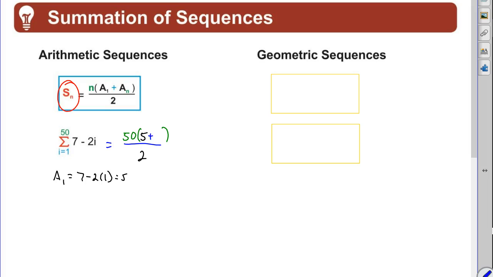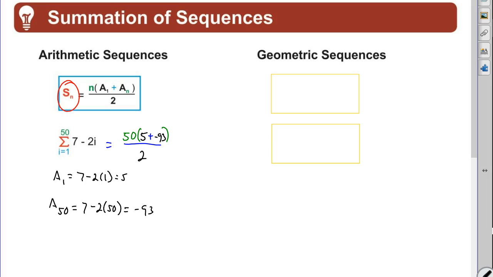Now, how do I get a sub 50? The same way I got a sub 1. A sub 50, 7 minus 2 times 50. All right, 2 times 50 is 100, so that's 7 minus 100, which is negative 93. This is a negative 93.